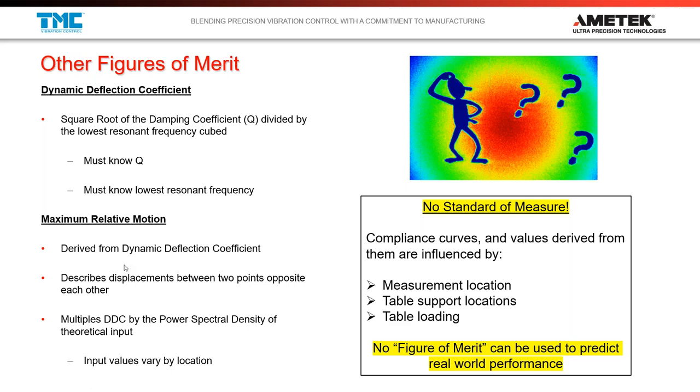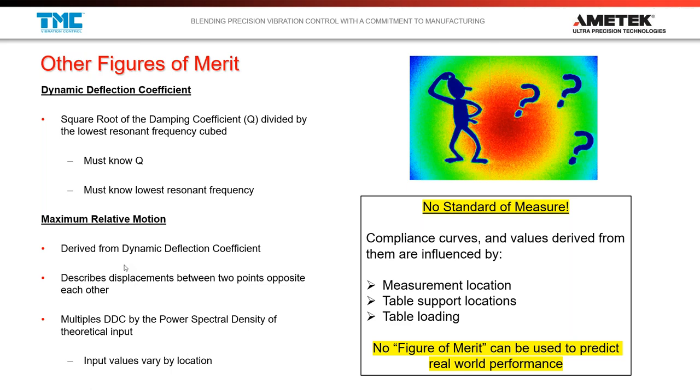So this confuses people, and even the compliance curve can be confusing because there really is no standard of measure. Even though compliance curves are a pretty nice method of measurement, there's really no standard. One company might measure a compliance curve and place an accelerometer 6 inches from the edge. Then another company might place the accelerometer 8 inches from the edge and hit it with a hammer at different locations. So as an industry we have done a poor job of creating a standard for how to measure these types of things. So you have this compliance curve, which is done differently from manufacturer to manufacturer. But then you have these other factors derived from the compliance curve, which are further influenced by how the table is supported and how the table is loaded.